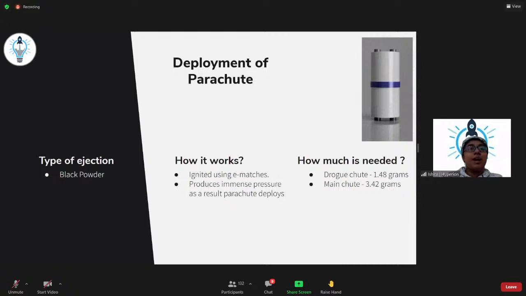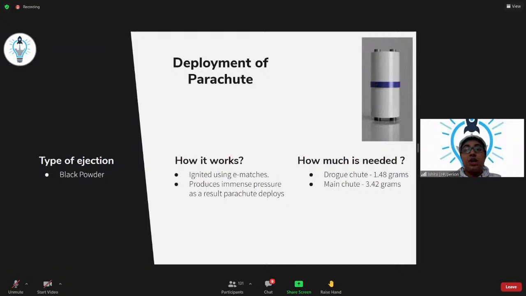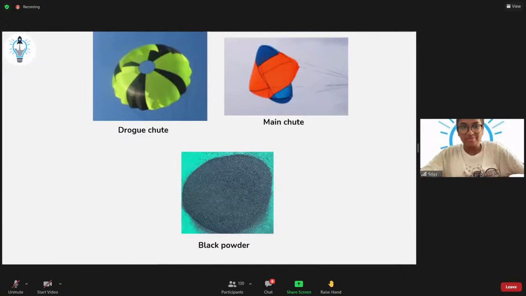The burning of the black powder produces immense pressure to deploy the parachute. The amount of black powder required as per our calculations is 1.48 grams for the drogue chute and 3.42 grams for the main chute. These are the parachute and ejection charge we are using in our rocket. Over to you, Fida. Thank you, Ishita, for the wonderful explanation.